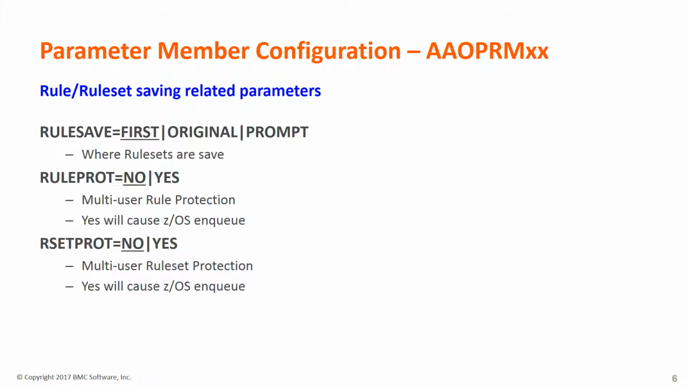There's a rule protection equal yes or no that provides you with some NQs at the rule level, and there's a rule set protect yes or no, which will provide NQs at the rule set level. And this can help with serialization across your LPARs when you have multiple people making updates to Auto Operator rules.